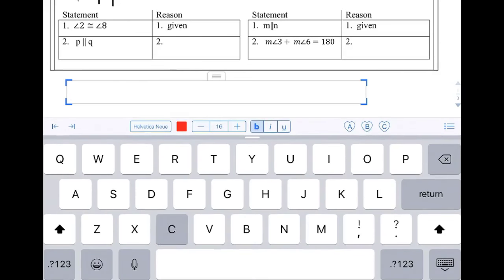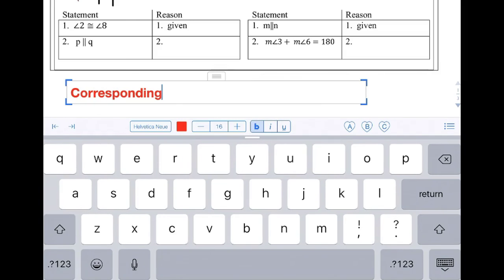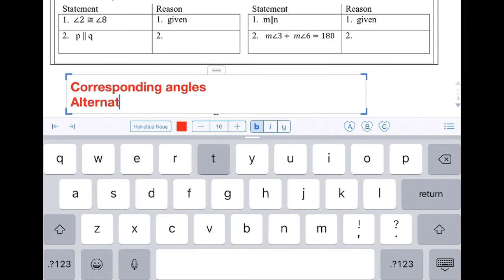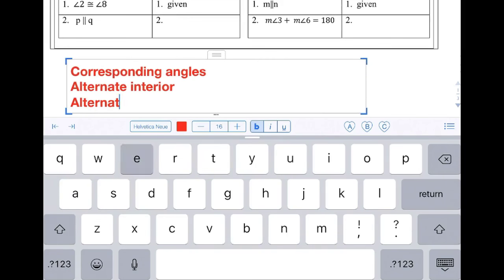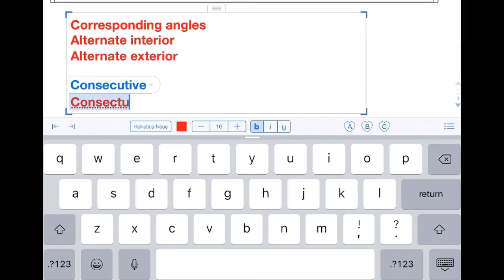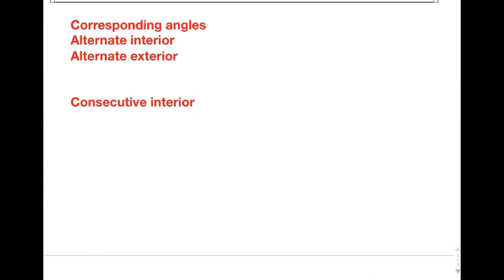The first is corresponding angles. Those are angles that are in the same position. The next is alternate interior angles. Those are on the inside, but cross over the transversal. Along the same lines, there's alternate exterior. And then finally, we have consecutive interior. And we'll go through one of each of these in the 4 examples up above.